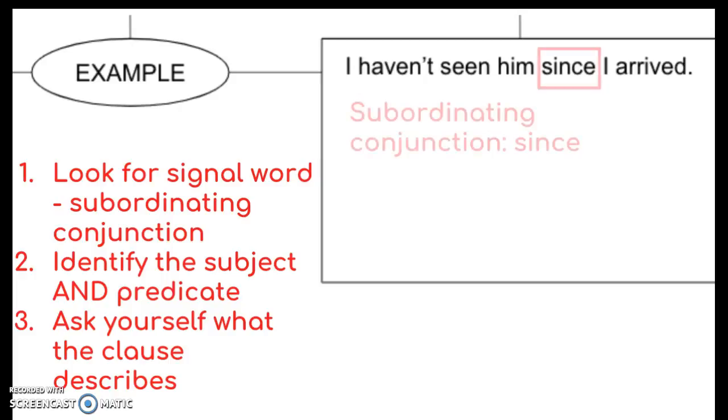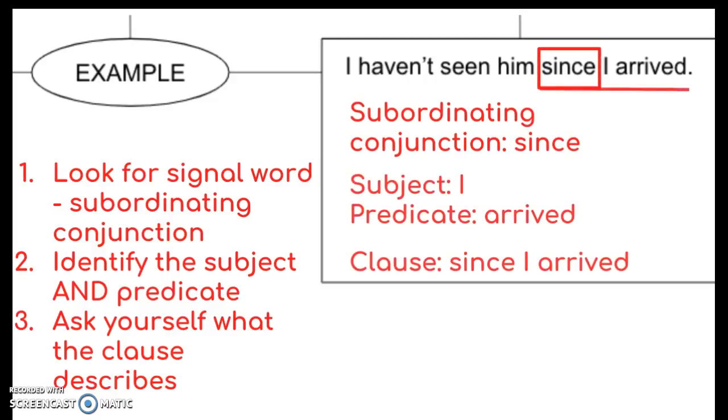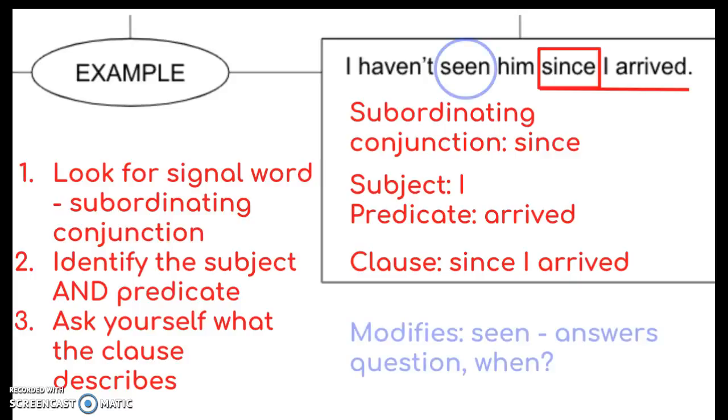So signal word is since, that's our subordinating conjunction. Our subject is I, the predicate is arrived. So the entire clause is going to be since I arrived. Now, it's modifying a verb and it's telling us when. So the verb that's being modified is seen. I haven't seen him since I arrived. That's telling you when I last saw him.